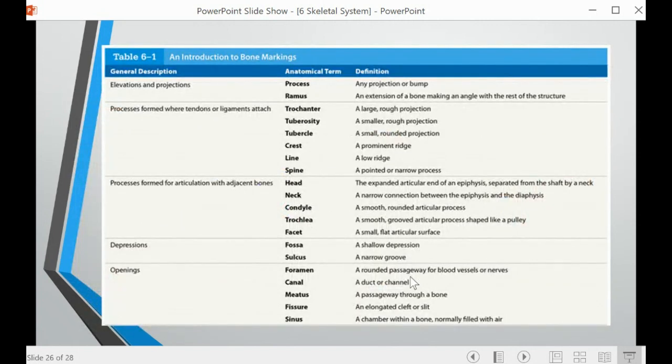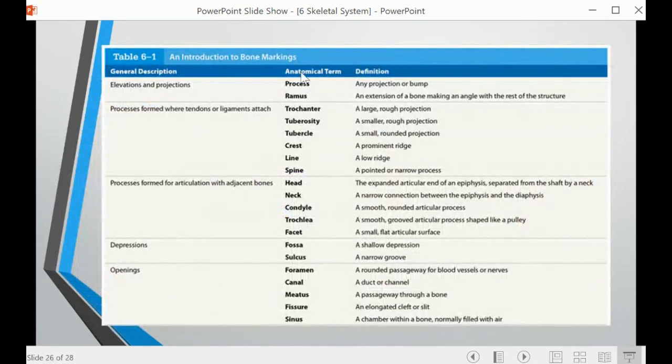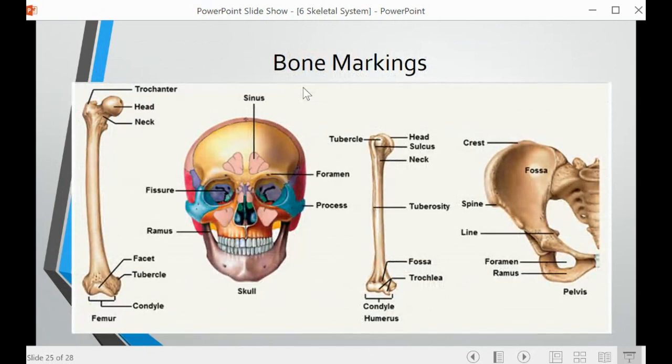Well, this is some introduction to some bone markings. So elevations and projections, we would have a process or a ramus. A process is really any projection or bump. A ramus is an extension of a bone making an angle with the rest of the structure. So the ramus of your mandible right here, the ramus of your pelvis right there, because it's forming an angle. A process is just something that's sort of sticking out.